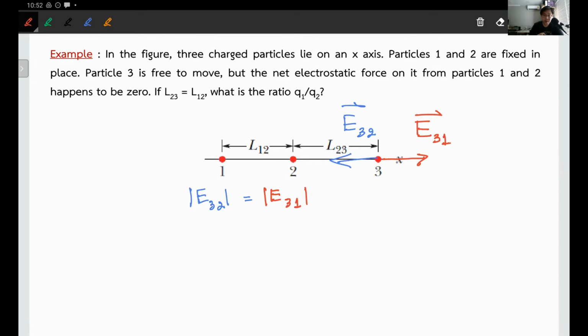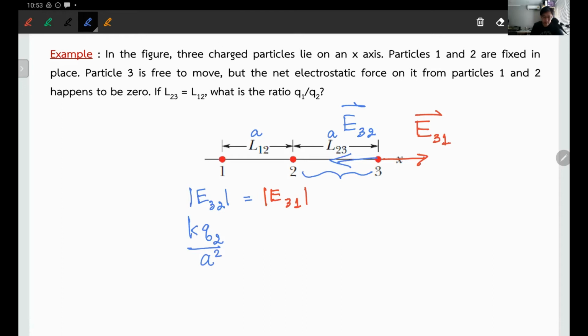Now let's start from the magnitude of E32. What are you going to get, guys? The electric field at point 3 due to charge number 2 is going to be K times Q2, the charge that's generating the field, divided by the separation or the distance from charge number 2 to point number 3, and that's L23. Let me name this L23 to be just A, so we don't have to write too many subscripts. So it's going to be K Q2 over A squared. It's good.